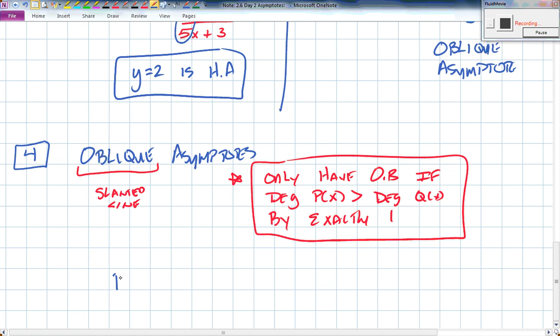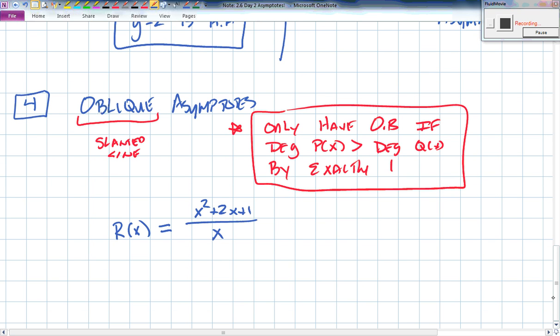So, for example, OB stands for oblique. If r of x was equal to, let's do (x squared plus 2x plus 1) all divided by x. Let's talk about it for just a second. First of all, we have a rational function. Where would the vertical asymptote be?